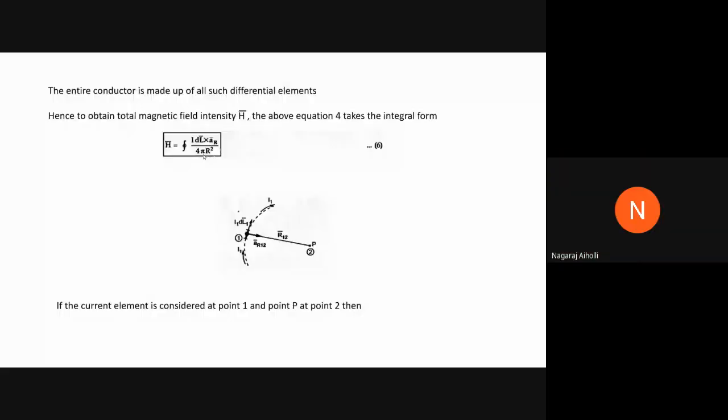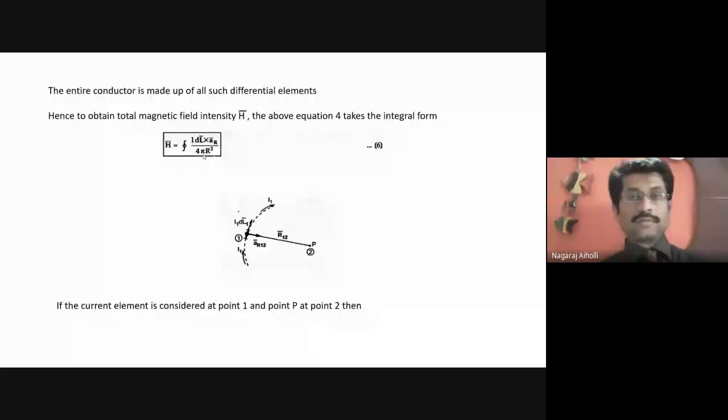We know that current always flows in a closed path. Can the current flow in an open loop? No. Current can never flow in an open loop. Current always flows in a closed loop, and hence the magnetic field is also closed. There is a loop formed for the magnetic field, and hence we are taking the closed integral. H bar is equal to the closed integral of I dL bar cross aR bar divided by 4 pi R square. Take it as equation number 6.